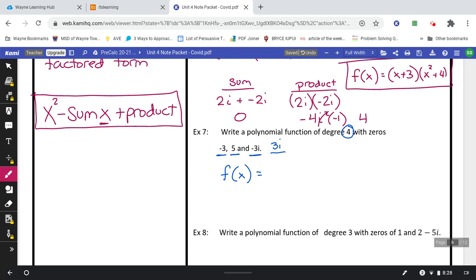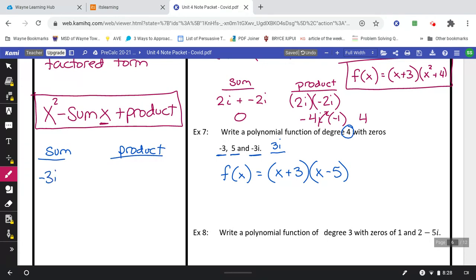F of x equals. The negative 3, I can just go ahead and write as the opposite sign. The positive 5, I can write as the opposite sign. So those two pieces of the real numbers are pretty easy. For the imaginaries, you're going to come off to the side. And I've got some space over here. I'll just do my work over here.